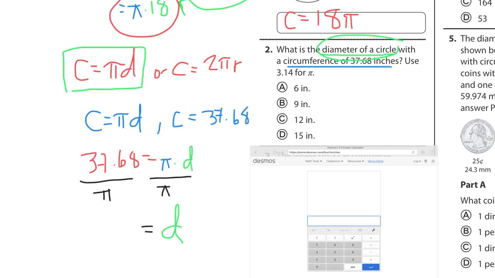So this means that 37.68 is actually divided by 3.14, because that's what pi equals. So we're going to use this calculator here and put 37.68 divided by 3.14, and that gives us 12. So our answer is 12 inches.